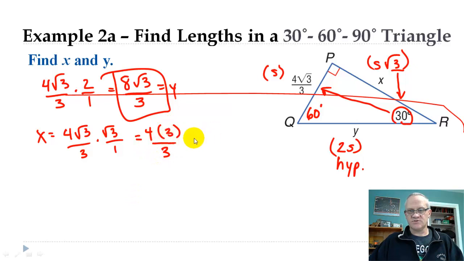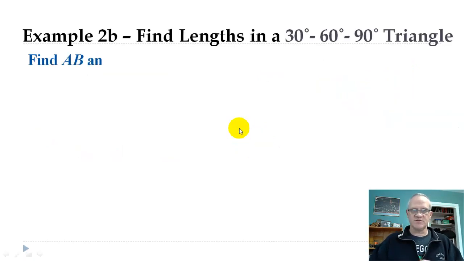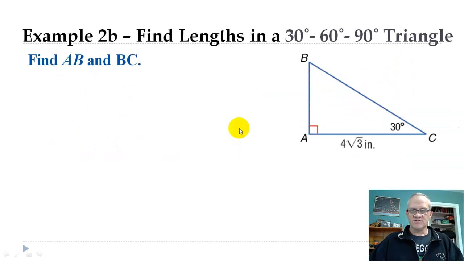4 times 3 is 12. Over 3 is 4. So the x would be 4 there. Okay, hopefully it's making a little sense. Let's look at another one. This time we don't know the s that we're starting with.